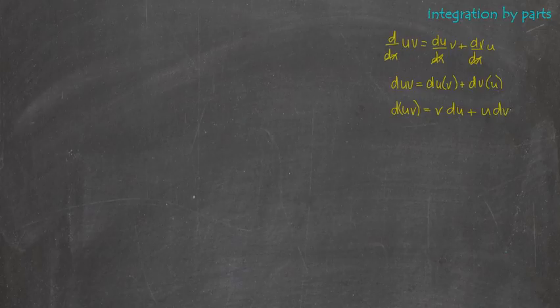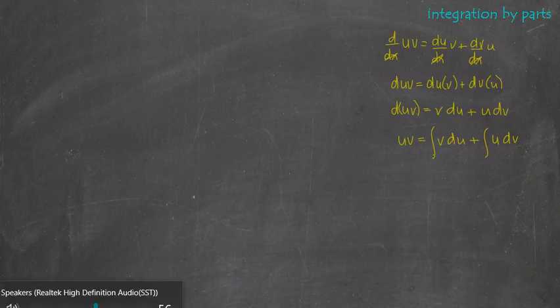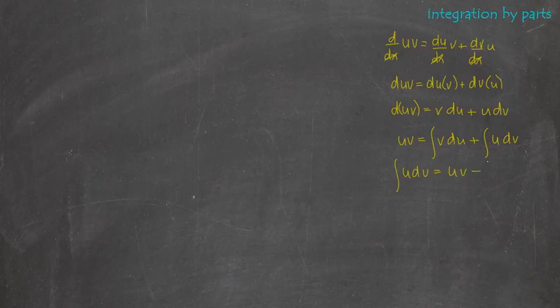Now I integrate both sides and I get the antiderivative of the derivative of uv is just uv, and separating the two functions I get the antiderivative of v du, plus the antiderivative of u dv. And finally, a little bit of algebraic manipulation. I get the antiderivative of u dv equals uv minus the antiderivative of v du.